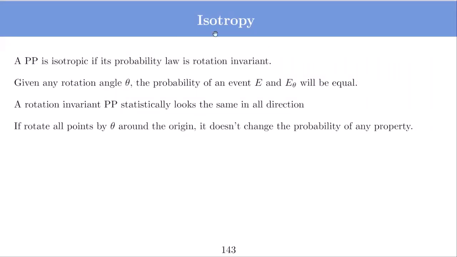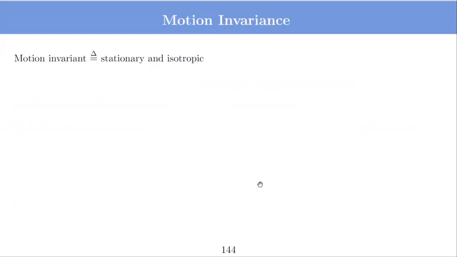Now, what is isotropy? A point process is isotropic if its probability law is rotation invariant. It means for any rotation angle theta, the probabilities of event E and E theta will be equal. A rotation invariant point process statistically looks the same in all directions. If I rotate all points by theta around the origin, it does not change the probability of any property. What is motion invariance? A point process which is both stationary and isotropic, we call motion invariant. So the distribution will not change with respect to translation and rotation.